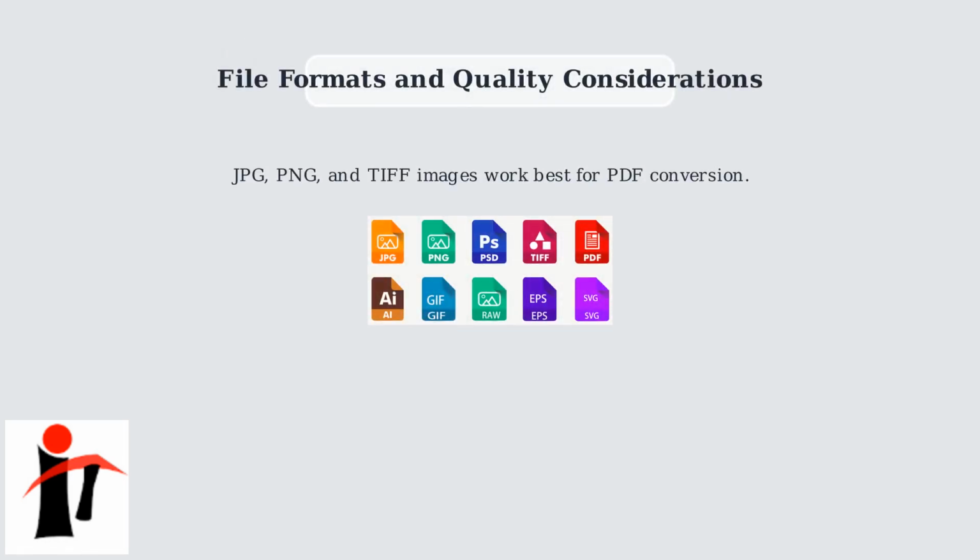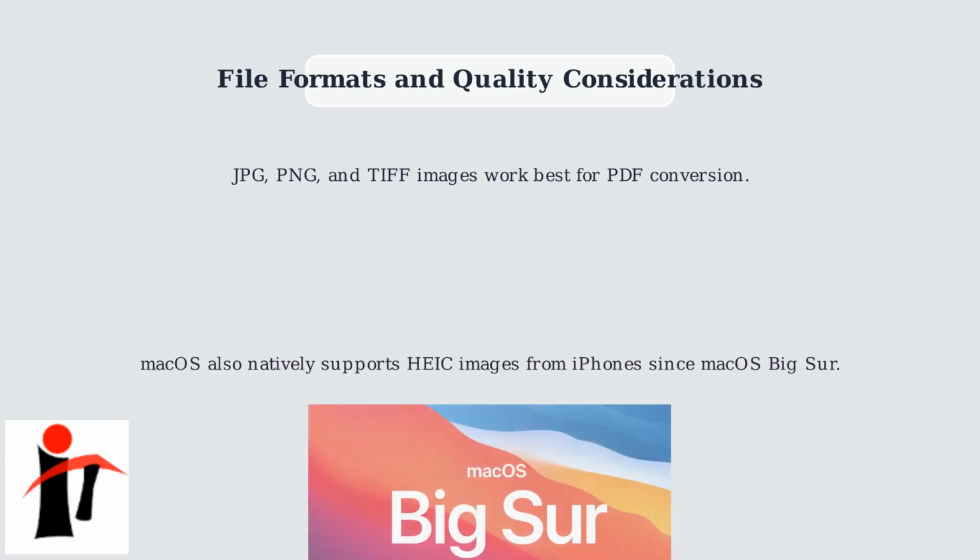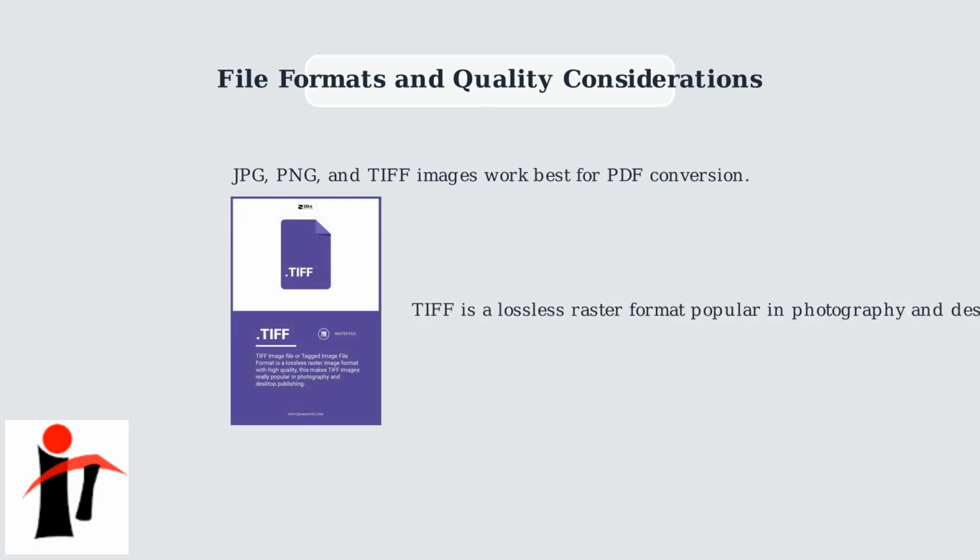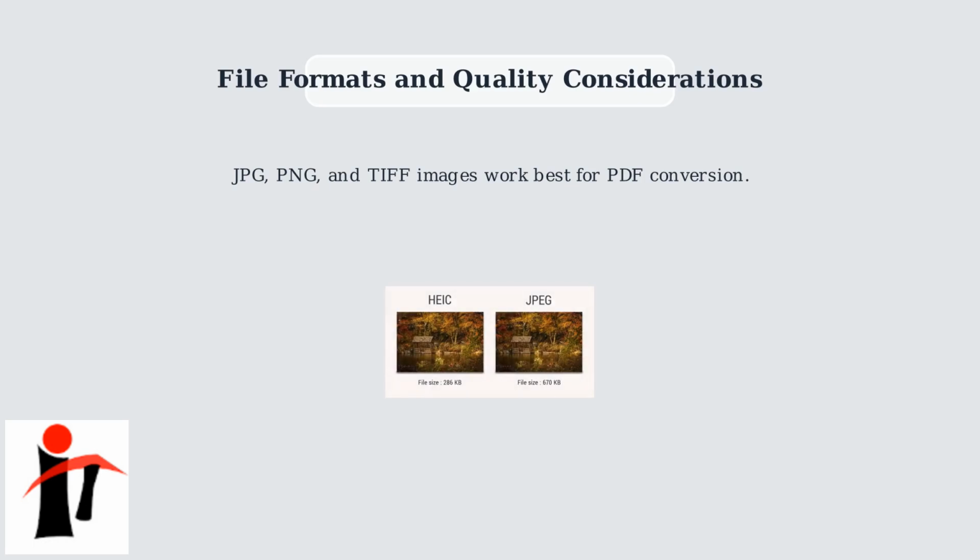Different file formats have varying compatibility with PDF conversion on Mac. JPG, PNG, and TIFF images work best for maintaining quality during the process. macOS also natively supports HEIC images from iPhones since macOS Big Sur, making it convenient for mobile photography. TIFF files, being lossless, preserve all image data and are ideal for professional uses. HEIC files from iPhones offer better compression than JPEG, resulting in smaller file sizes while maintaining similar visual quality.